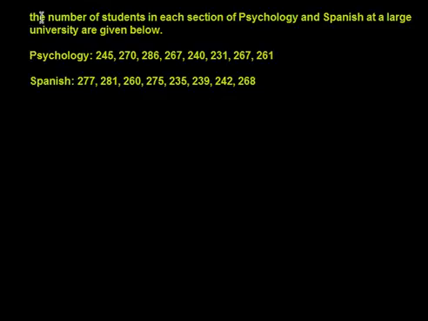This is Travis Gillespie here, and we're going to look at a problem of some data that were taken at a school. The number of students in each section of psychology and Spanish at a large university are given below. So I could see psychology, their section classes have 245 people, 270, 286. So you can see these are really large classes. And for Spanish, 277, 281.